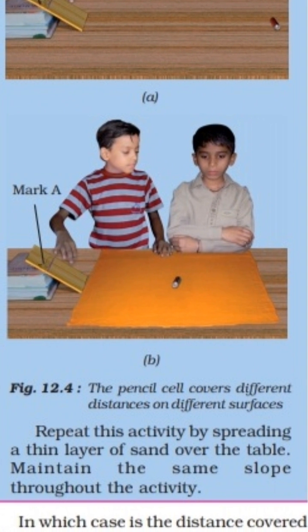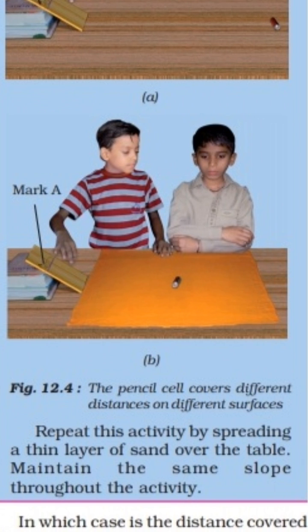Repeat this activity by spreading a thin layer of sand over the table, and maintain the same slope throughout the activity. Now in this activity we are using three surfaces. First, only the table. Second, a piece of cloth. Third, sand over the table.